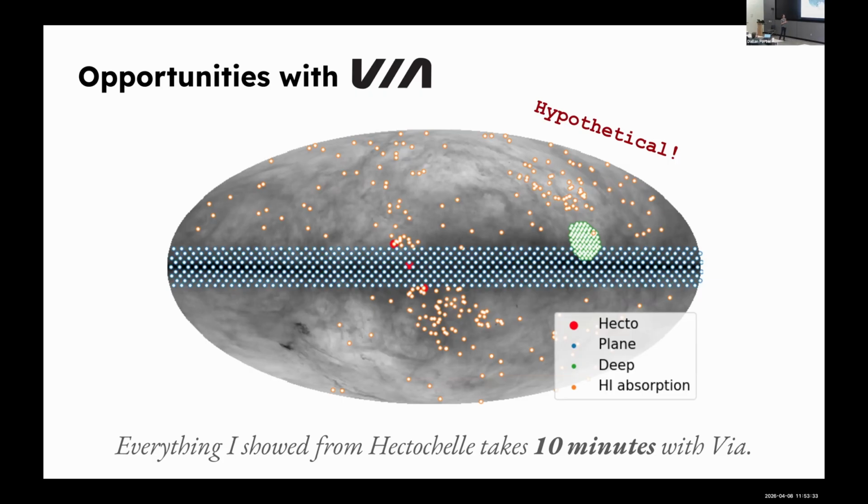This is a hypothetical, but we can really afford to do a 3D map of the velocity in the plane with VIA. Do some specific regions, or look at every H1 absorption sight line. So it's all very exciting. Yeah, so I think I'll end it here and ask for questions early so we can go to lunch.